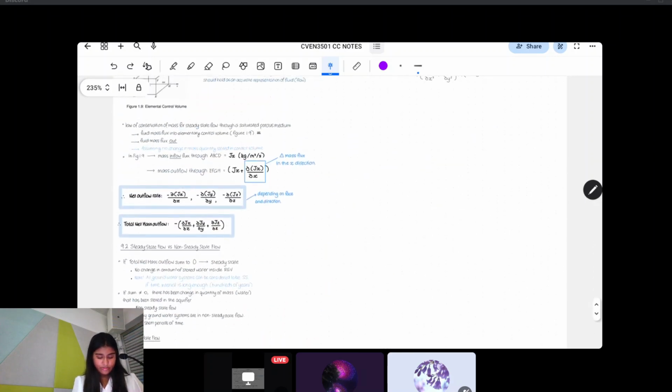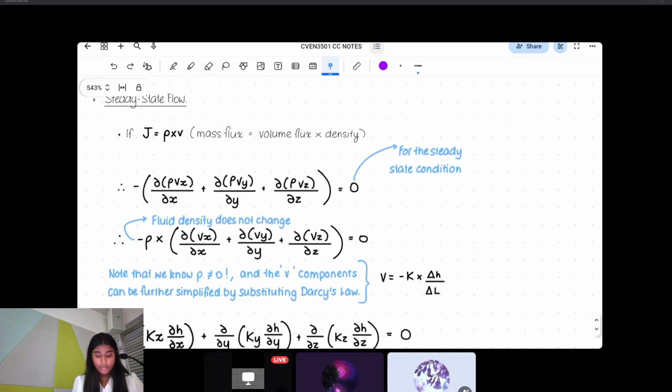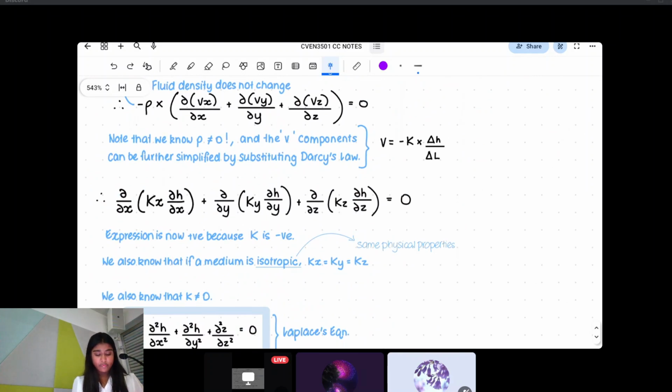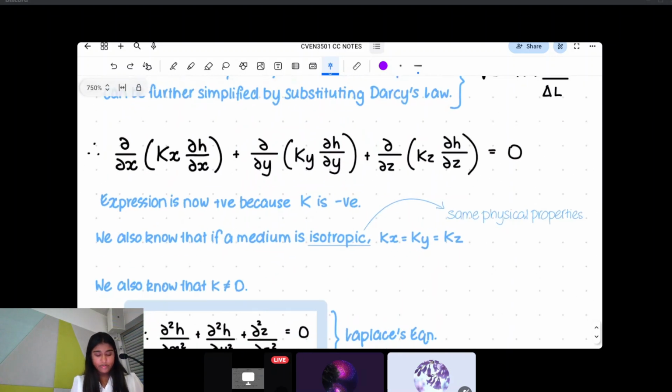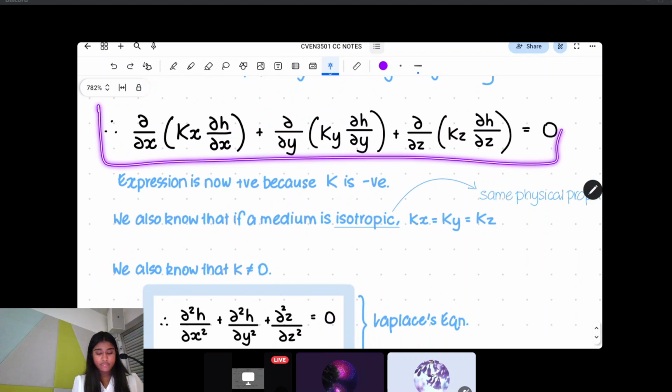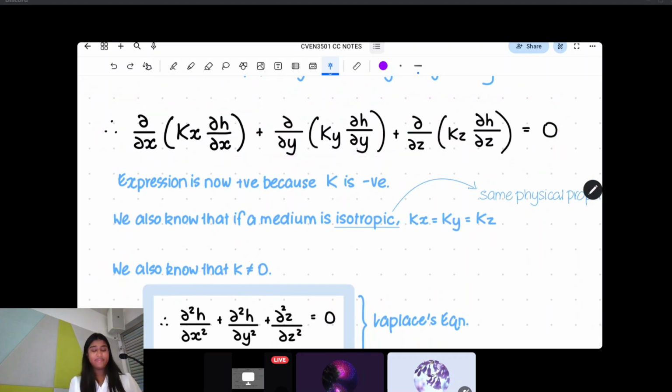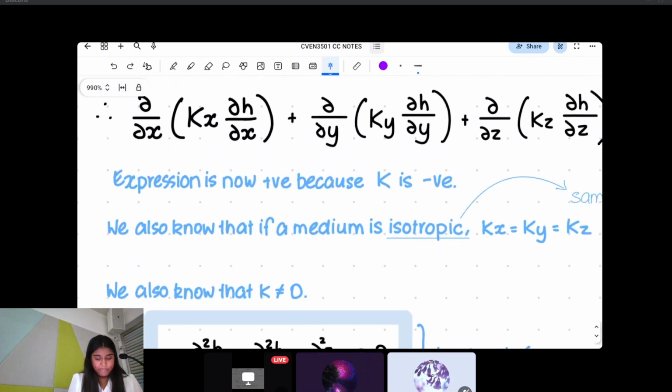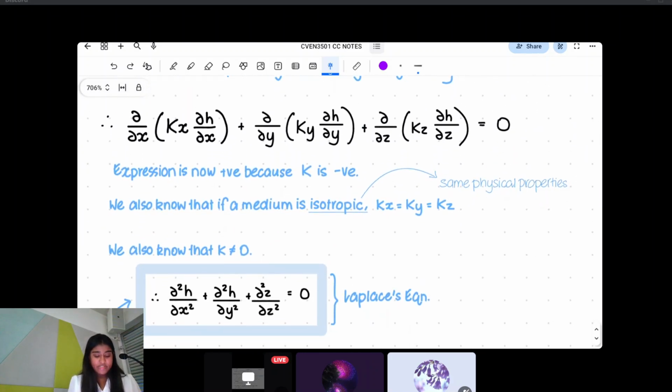Okay? And when we apply those two formulas, our overall steady state equation becomes this here, right? It's getting longer, I know, but I promise it will get shorter in a second, okay? You'll also notice that now the expression is positive because K, capital K, which is our hydraulic conductivity, is a negative expression.